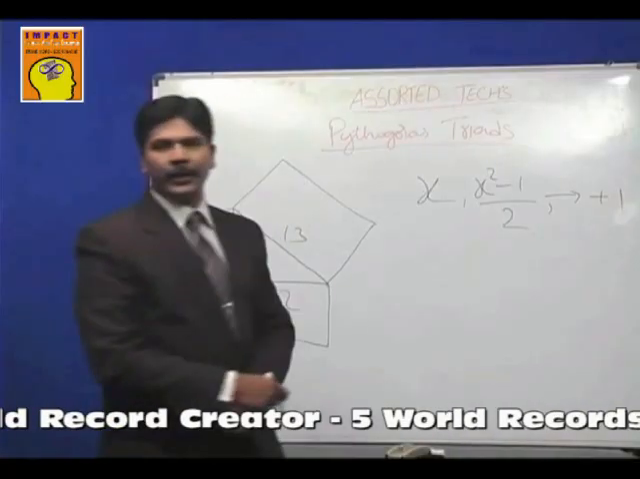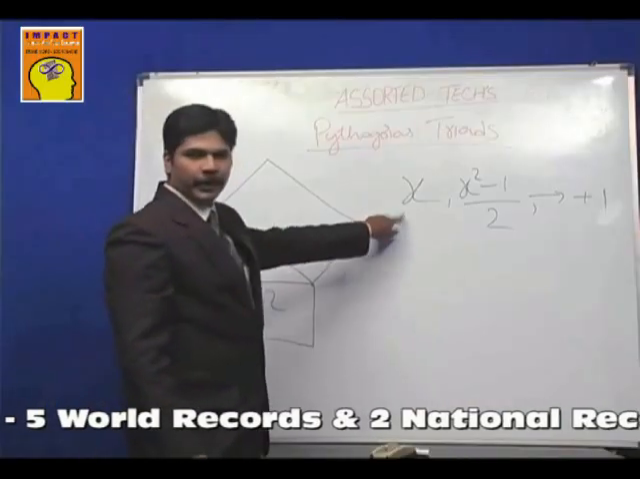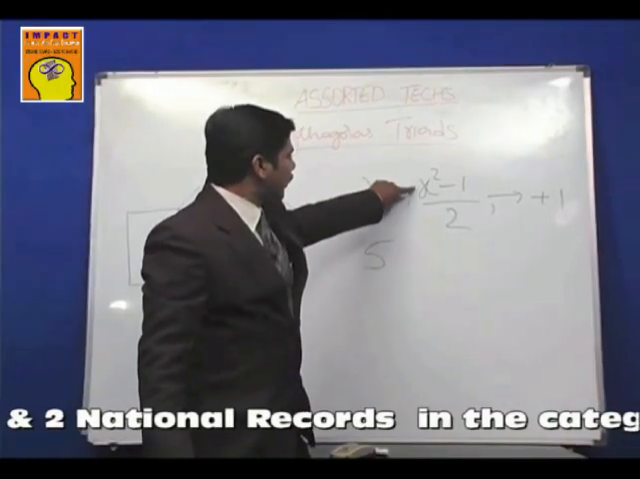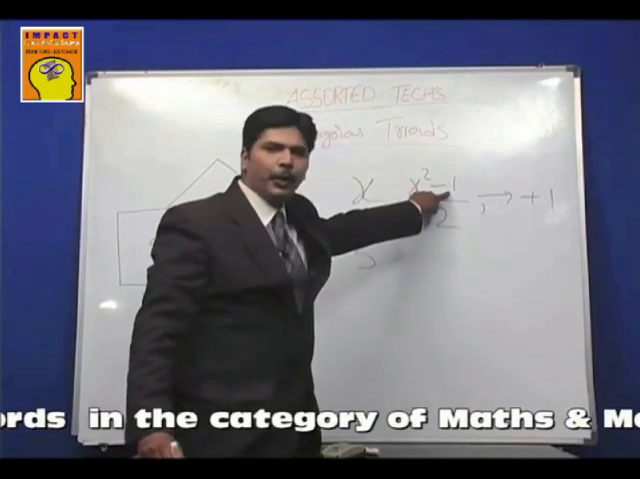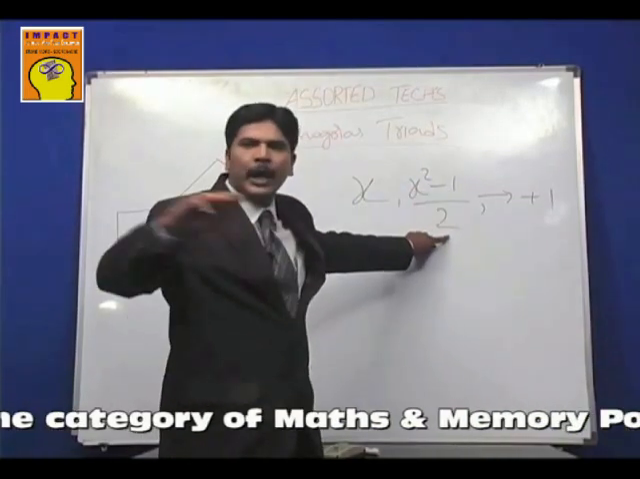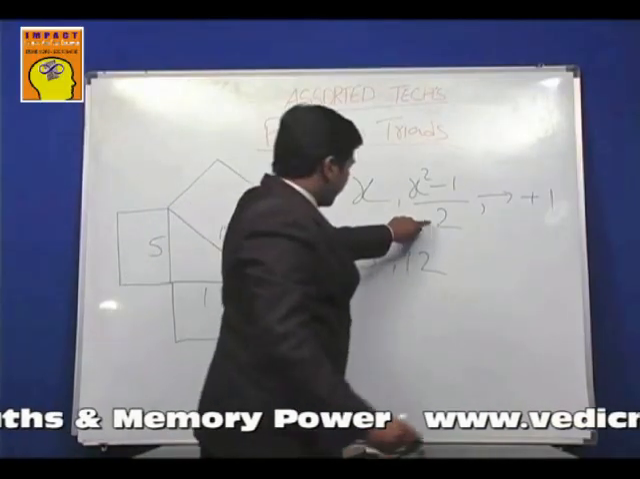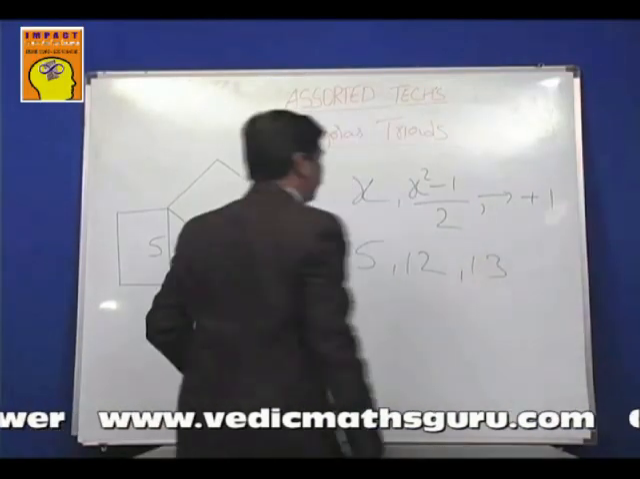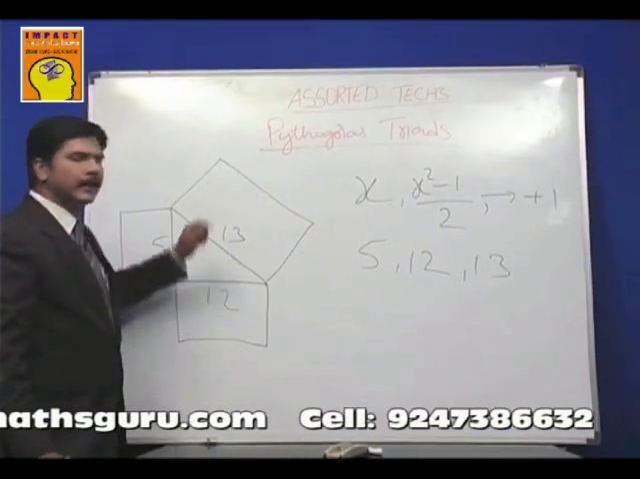this is that magic formula by which you can generate the Pythagoras triplets. Now, given one side is 5, let me show you the application. So, given one side is 5, now 5 square, x square, right? X is 5, right? 5 square is 25, 25 minus 1 is 24, 24 by 2 means 24 half, you get 12. Now, the second number plus 1, you get 13, that's it. So, if given one side is 5, the remaining two sides are 12 and 13.